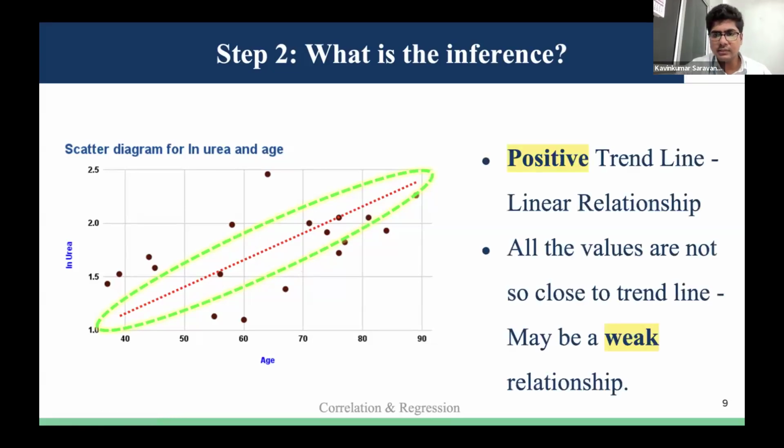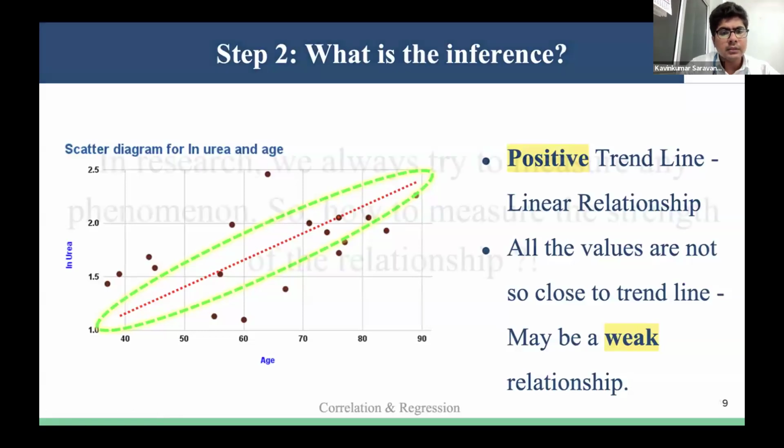So the inference is that this is a positive trend line, a linear relationship going towards the right side, and all the values are not close to the trend line. So it may be a weak relationship. We cannot confidently say whether it is a weak or a moderate relationship. We will come to it later. But assuming, at this first instance, we could say only that it is a positive trend line going from left to right, and it may be a weak relationship.